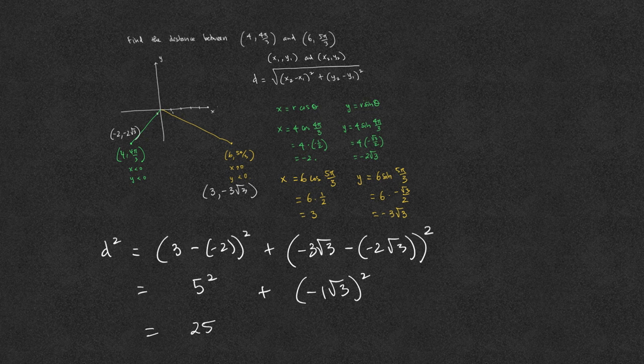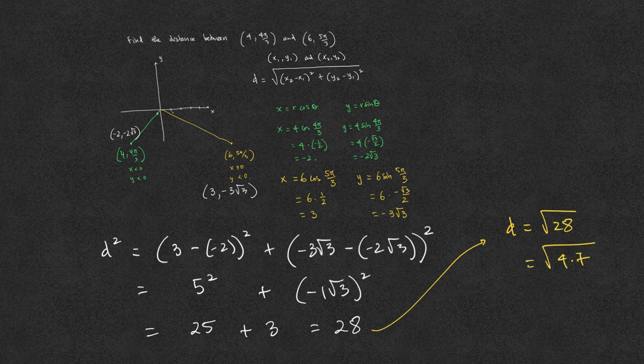This is 25 plus 3, or 28. This is the distance squared. The distance is the square root of 28, but 28 is 4 times 7. So the distance between the two polar coordinates is 2 times the square root of 7.